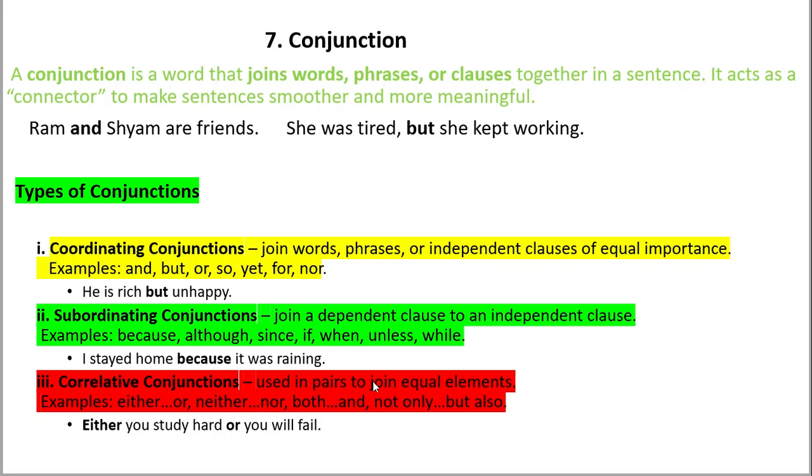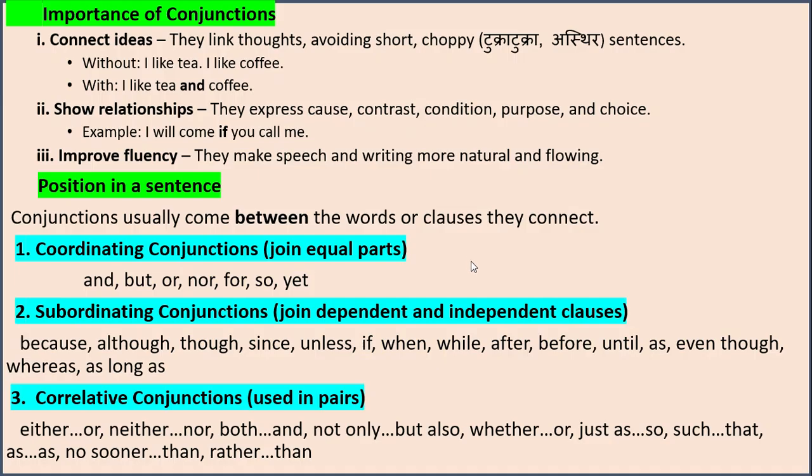Used in pairs to join equal elements. Examples: either or, neither nor, both and, not only but also. Either you study hard or you will fail.